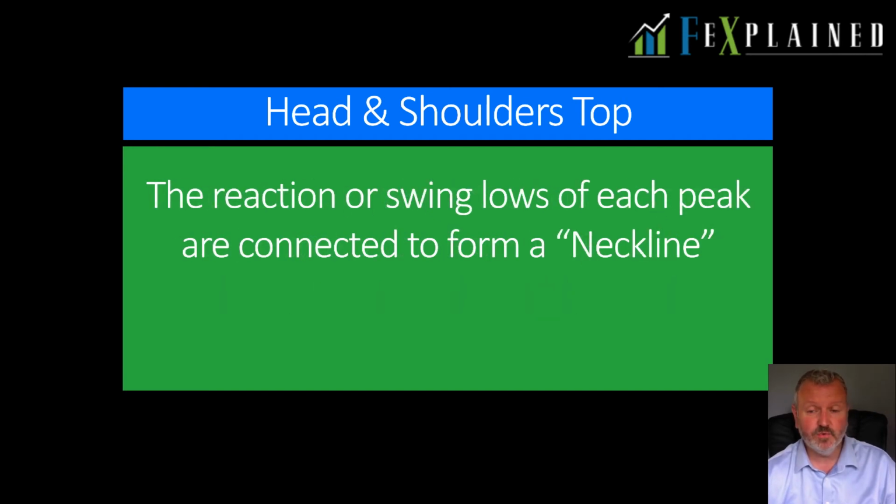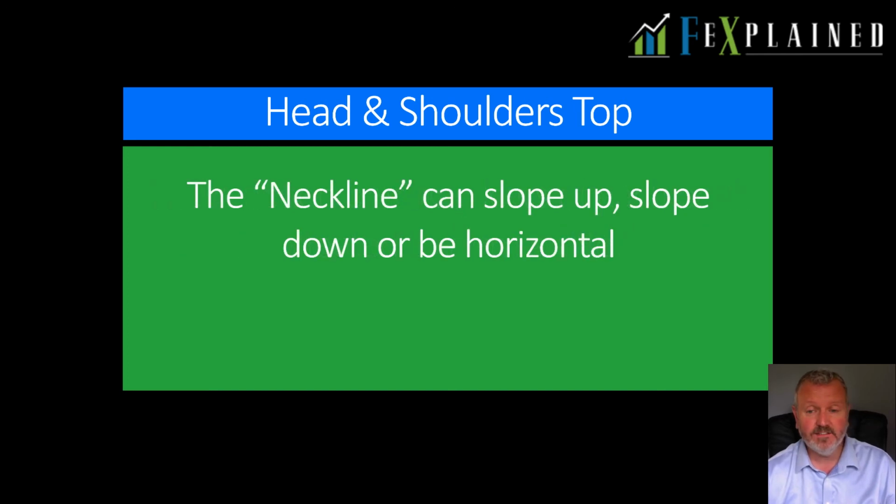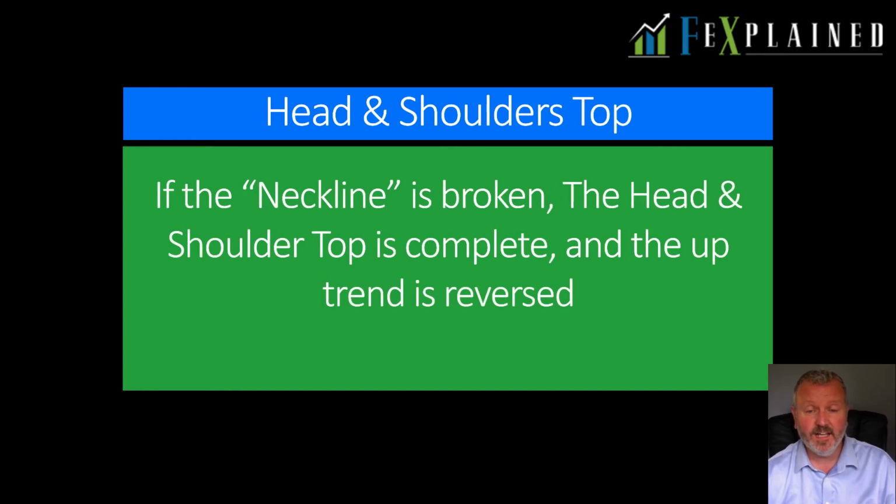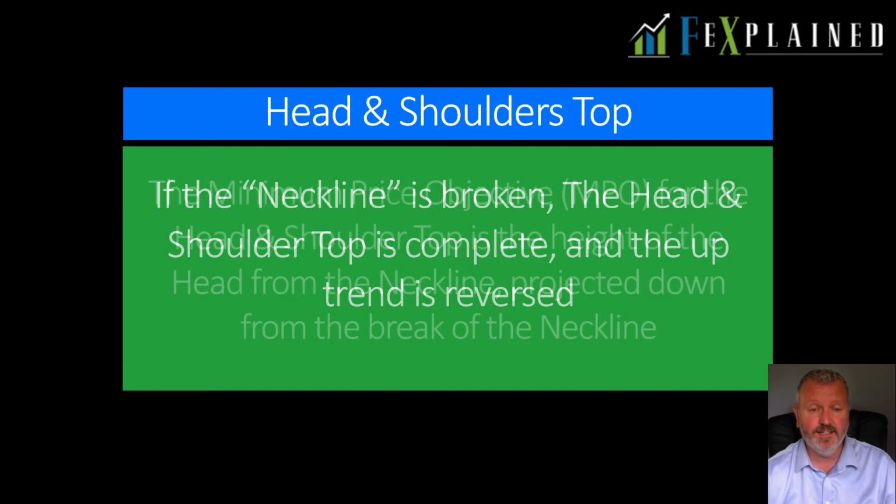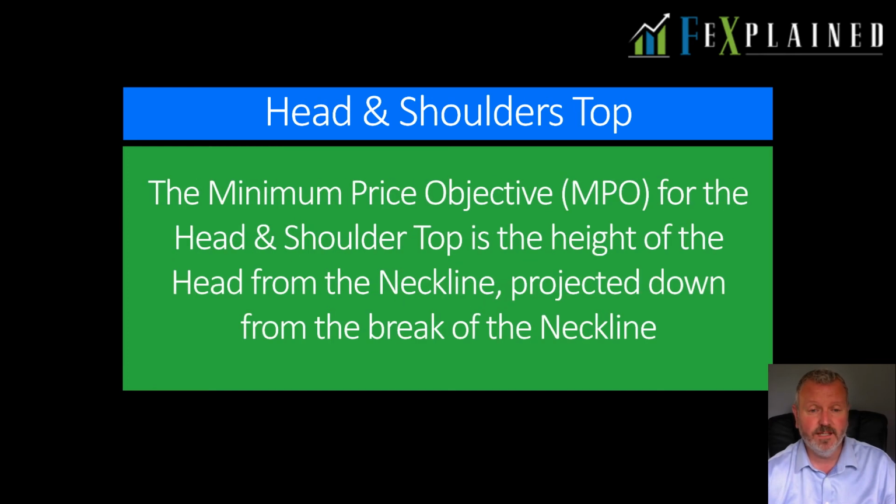The reaction or swing lows from each peak are connected to form what we call the neckline to the head. And the neckline can slope either up, downwards, or be horizontal. If the neckline is broken, the head and shoulders top pattern is complete and the uptrend is then reversed. Now the MPO, the minimum price objective for the head and shoulders top, is the height of the head down to the neckline and then projected down from the breakout when we break the neckline.